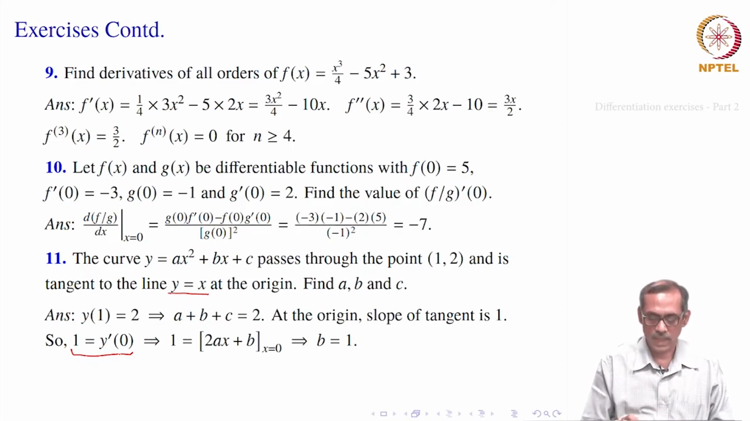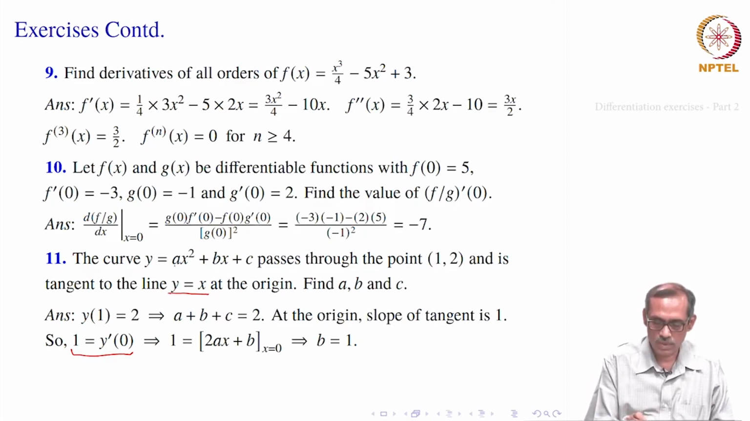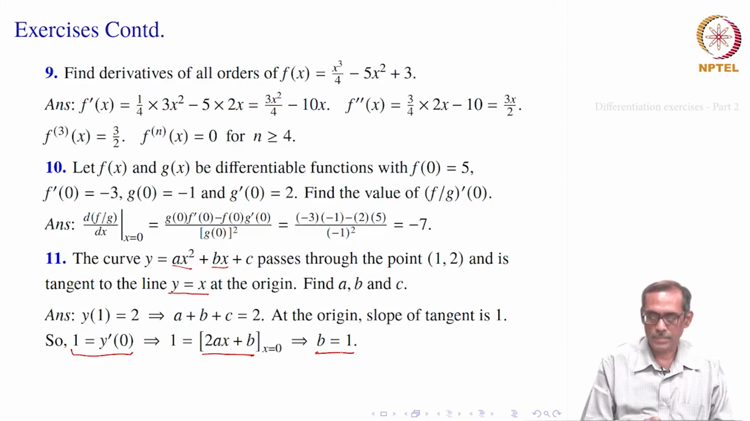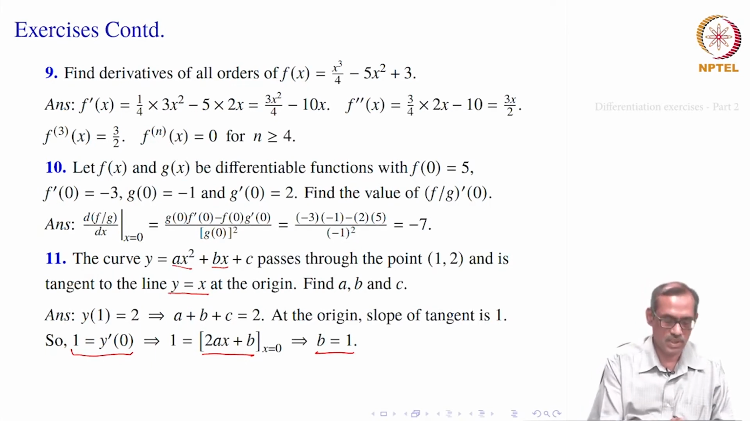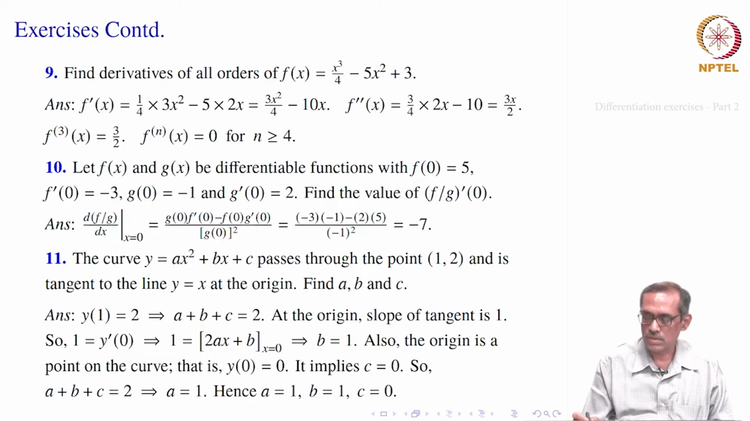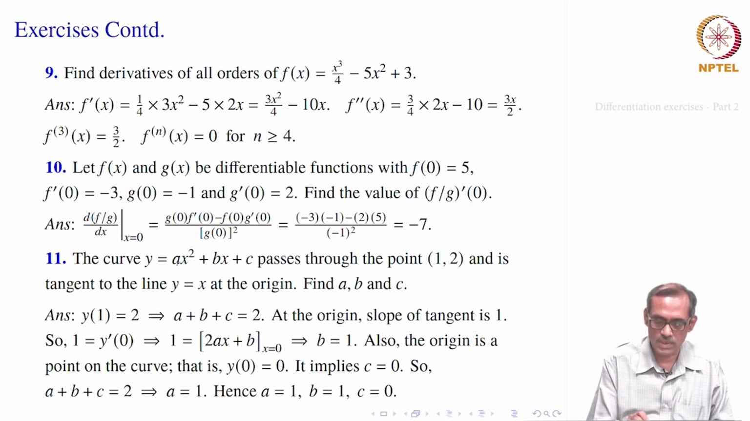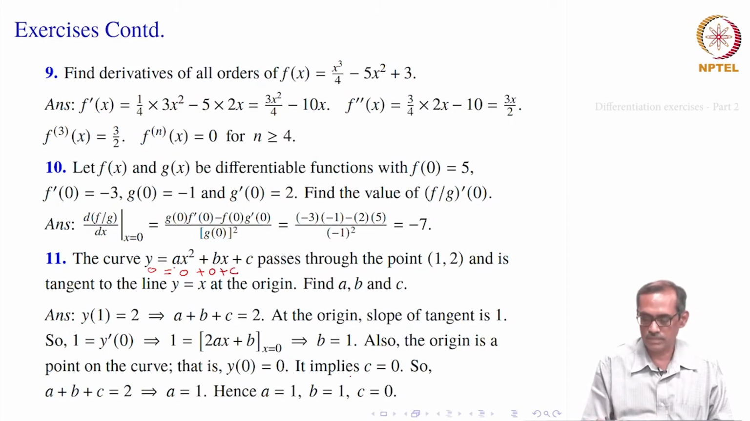Now, we differentiate y. So, we get 2ax from ax square and the next one gives b. So, 2ax plus b at x equal to 0 must be equal to 1. Once you substitute x equal to 0, that gives b. So, b equal to 1. Now, you get b equal to 1, a plus b plus c equal to 2, and of course, the curve passes through the origin because at the origin there is a tangent. So, when you substitute 0 here, you get 0 equal to 0 plus c. So, that gives c equal to 0.